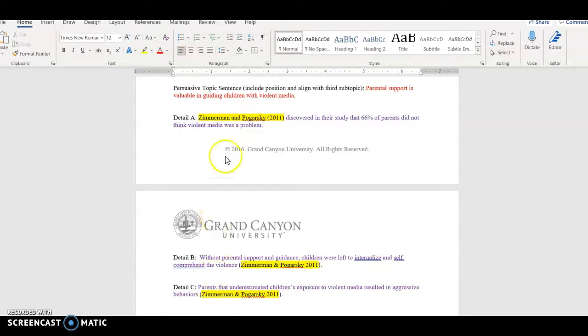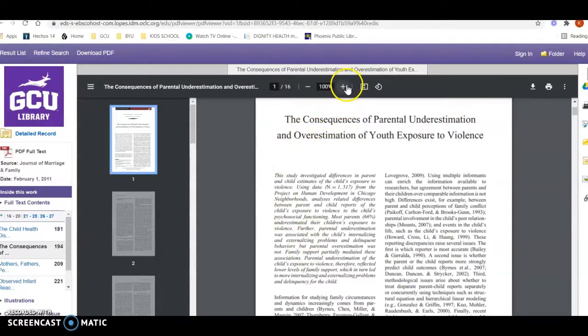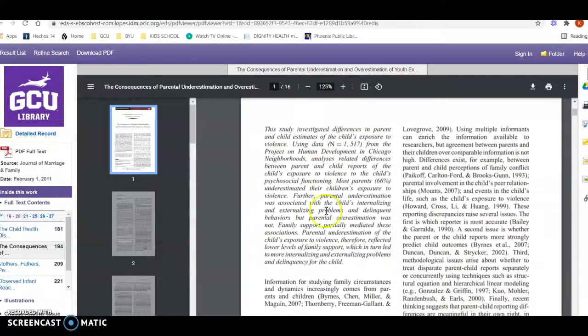So as I get down here, you're going to wonder, where do you get this information from the article? So what I do when I look at a research article, I'm going to look right here. This is the abstract. You can also see the abstract right here.